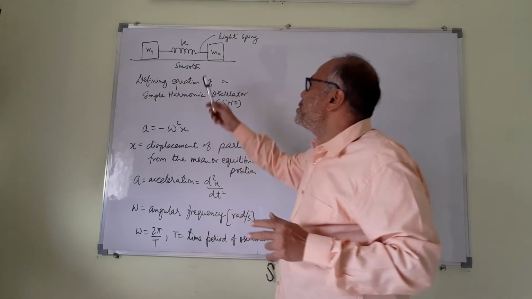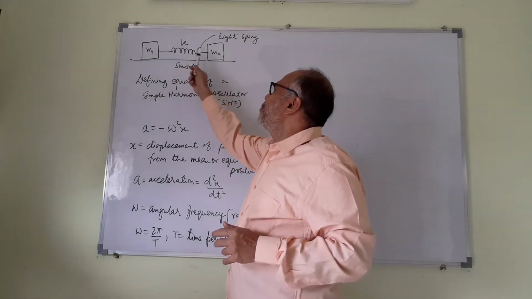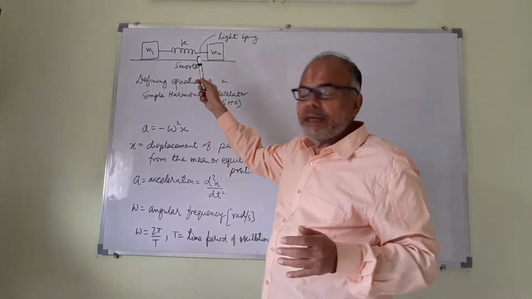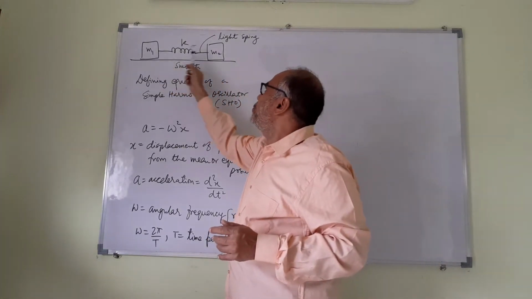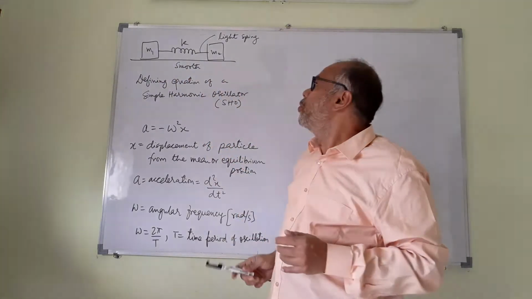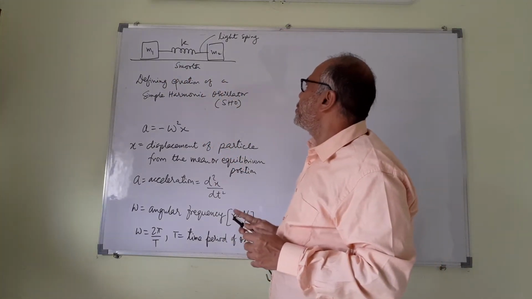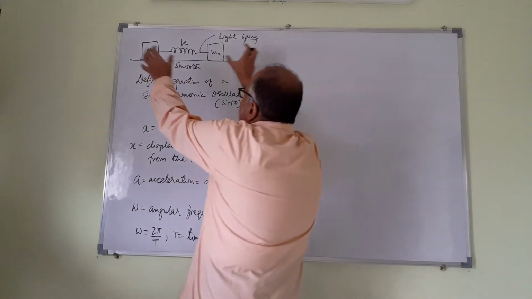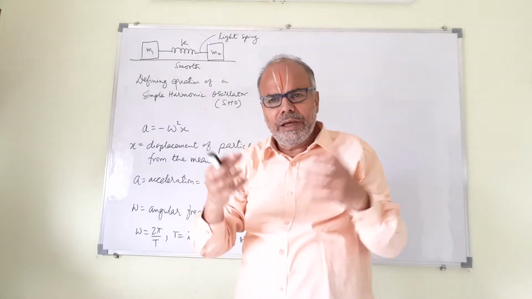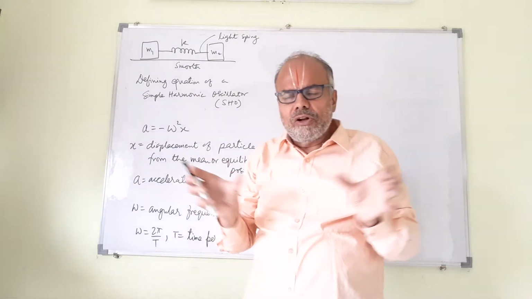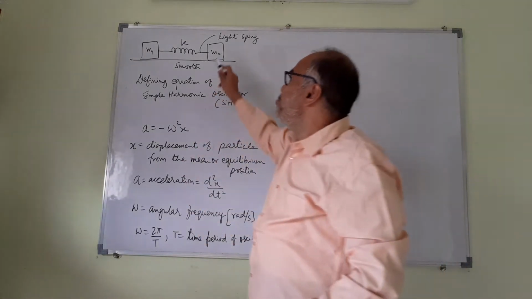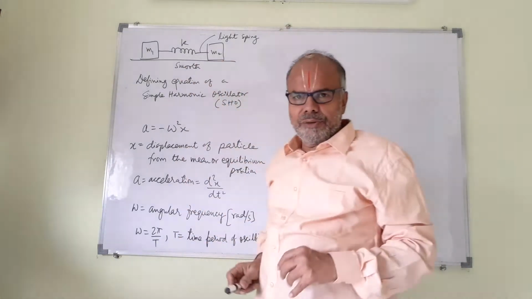We are going to see a spring mass system where there is a light spring, with negligible mass, connected to two masses M1 and M2 lying on a smooth horizontal floor. What we are interested in is, if we disturb the system by pulling M1 and M2 apart or pushing them in and leaving it, the system will oscillate, and we are interested in what will be the time period of this system.